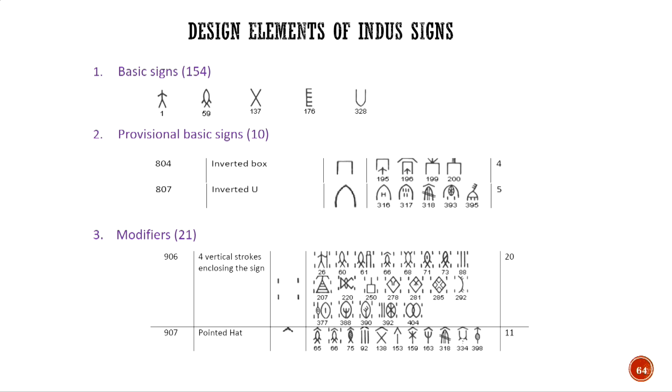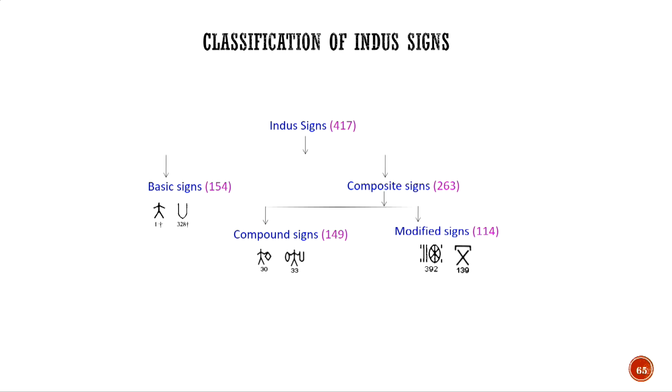You can see on 20 signs you can find these strokes. Okay, they're making their appearance. This is a pointed hat, and then there are these signs where this modifier seems to be making its appearance. So based on this, we go back to the sign list and say, okay, there are 2 broad categories, basic signs and composite signs.